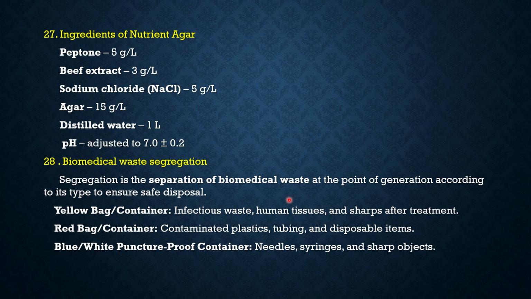Okay, and so these are the color of the containers which we use for it. In the yellow bag or container, we have to put infectious waste, human tissues, and sharps after treatment. And then in the red bag or container, contaminated plastic, tubings, and disposable items. And in the blue or white puncture-proof containers, sharps like needles, syringes, or any other sharp objects.